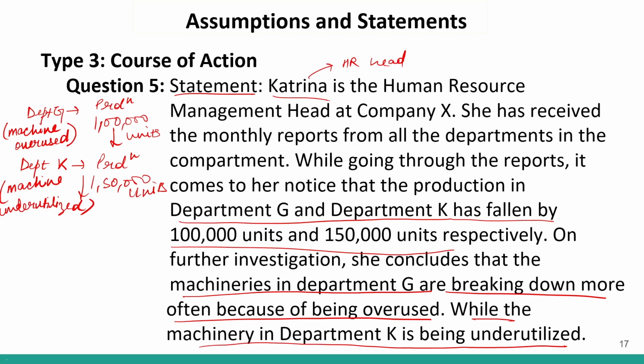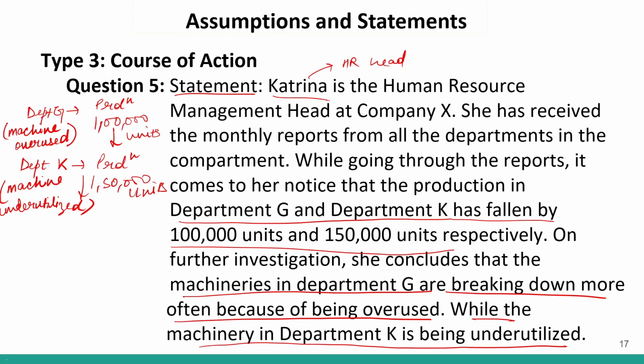So let us understand the reasons. The reason for department G not doing well is that there are so many people and the machines are being overused. The reason for department K not doing well is that machines are underutilized. There is not enough work done on these machines. Okay, so this is the problem.